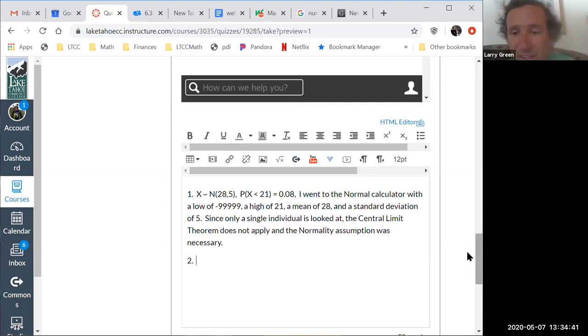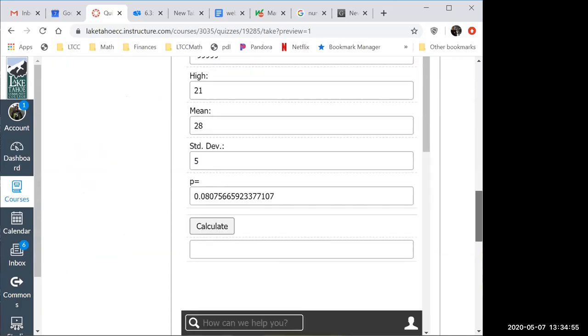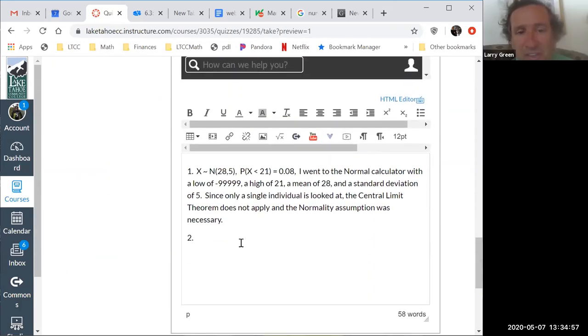Okay, let's look at number 2. If 6 randomly selected Americans are surveyed, what's the probability that their average age of first marriage will be between 26 and 29 years old? Okay, that changes things. Now we have a sample size of 6. So it's not going to be X tilde N(28, 5).